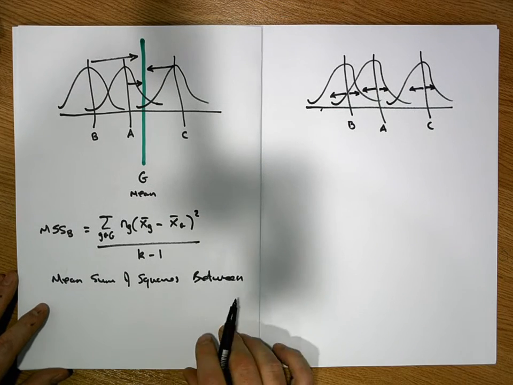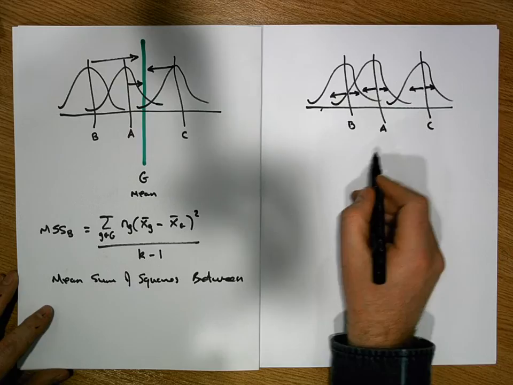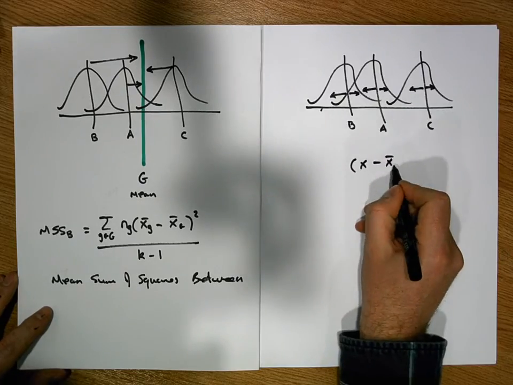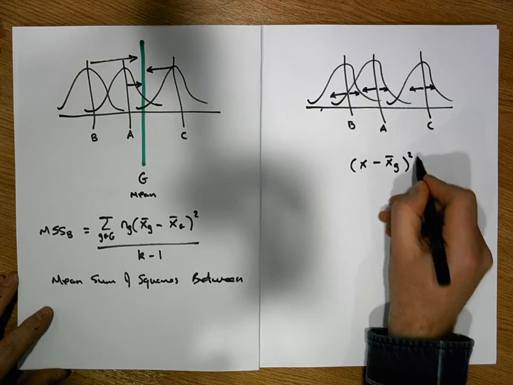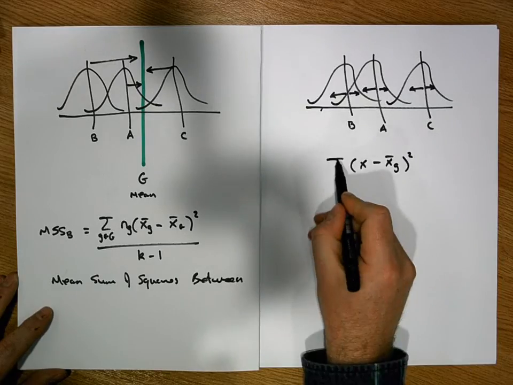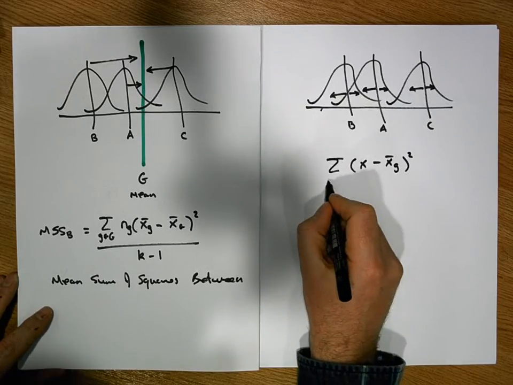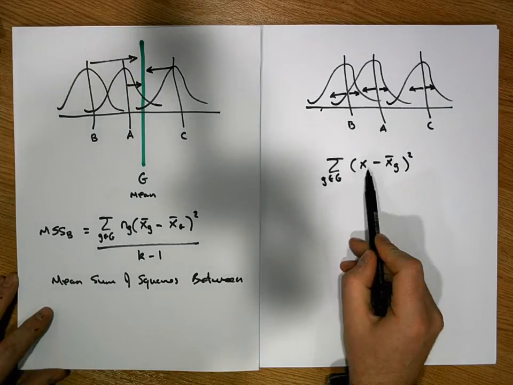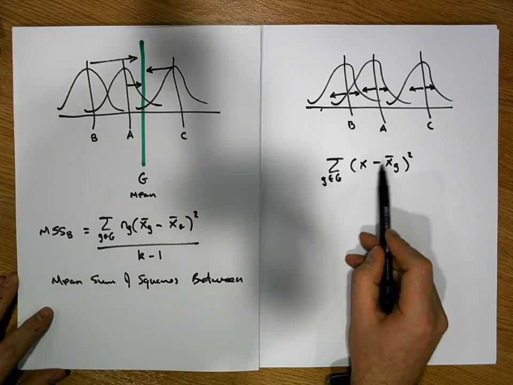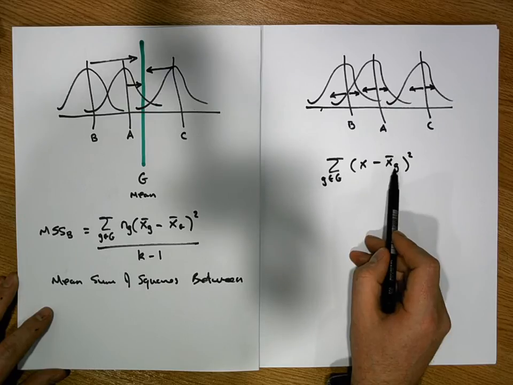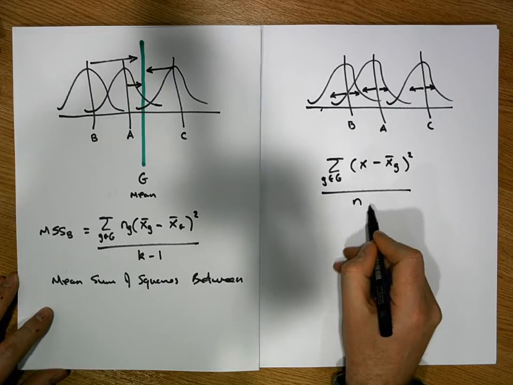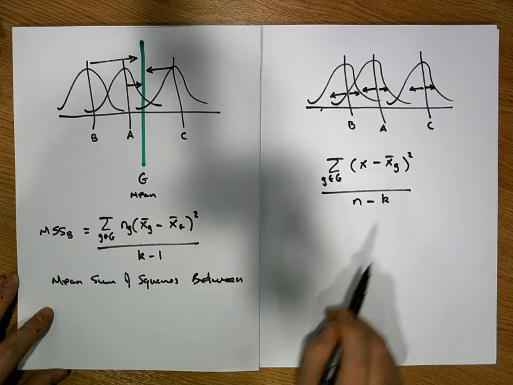The test statistic for that is: for each observation, we take away the mean value of the group itself and we square it, and we sum these up for all of our observations. So for each group, we calculate how far individual observations are away from their own respective group mean. And we divide this by how many observations we have in total, n, minus how many groups we have.